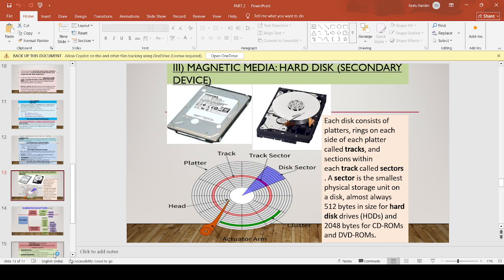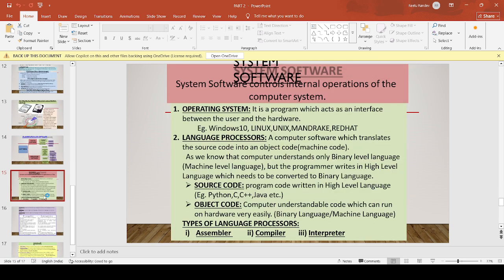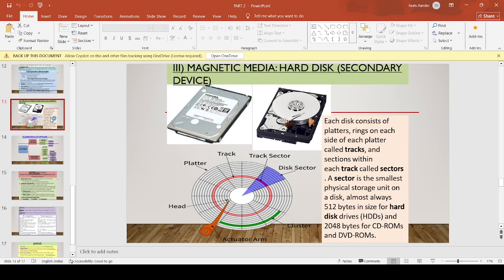Here are the images. We can see the hard disk. Hard disk has internally the tracks and the sectors. Now the data is stored in the tracks and the sectors. See, what is a track? What is a sector?